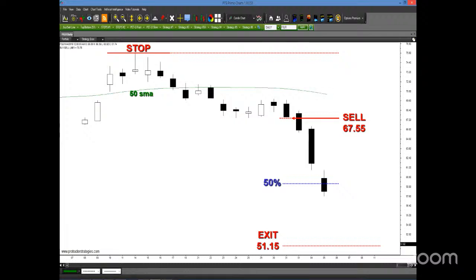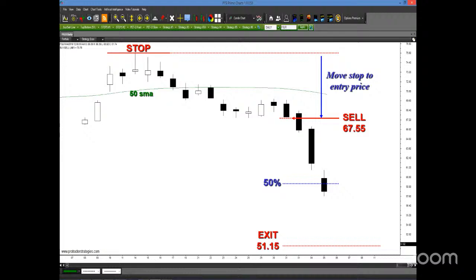Well, 1, 2, 3 days. It only took us 3 days to get to the 50% level. So what does that tell us? We're going to cancel this stop and move it to where we entered to go short. Move it to the entry price. So now, once again, we are playing with house money. We're not risking anything.